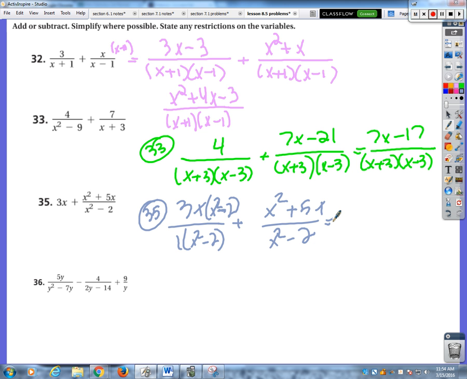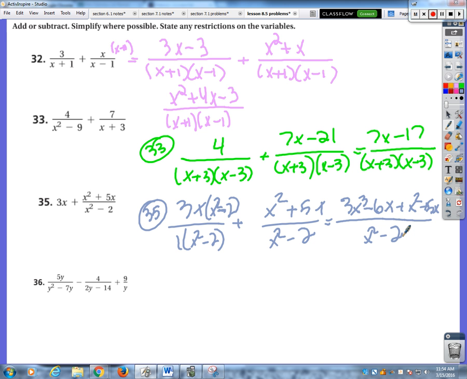So now if I distribute the 3x, what is 3x times x squared? X cubed. 3x cubed. And what's 3x times minus 2? Minus 6x. And then I have still, from this other one, an x squared and a 5x. And that's all over x squared minus 2.